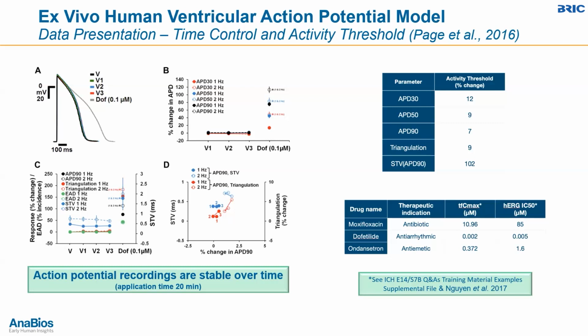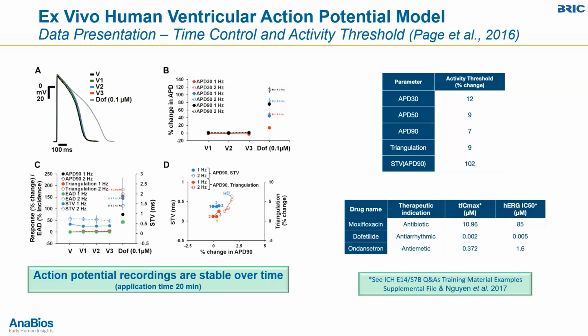As you can see, we have also determined the activity threshold for different parameters of the action potential, especially the duration of the action potential at different levels of repolarization. And we also determined the activity threshold for proarrhythmia markers like triangulation and short-term variability of the action potential duration. I will also show you today data with the 3 critical compounds that are important when it comes to the E14/S7B Q&A document.